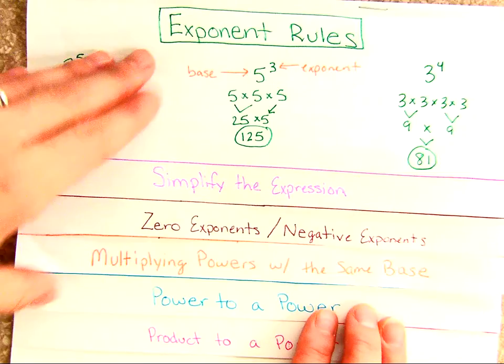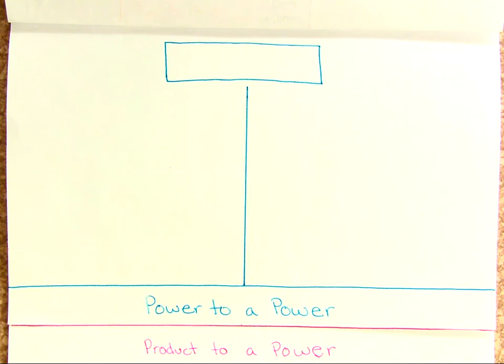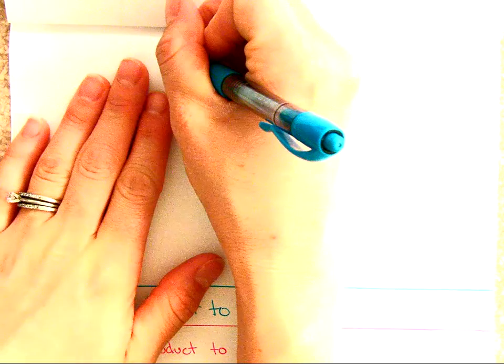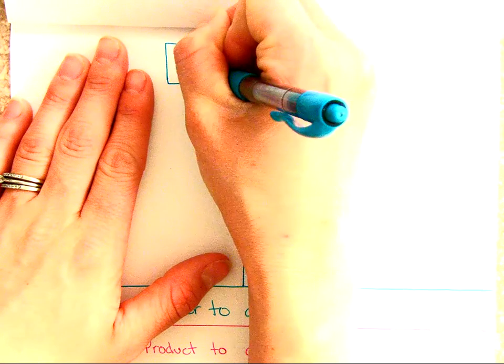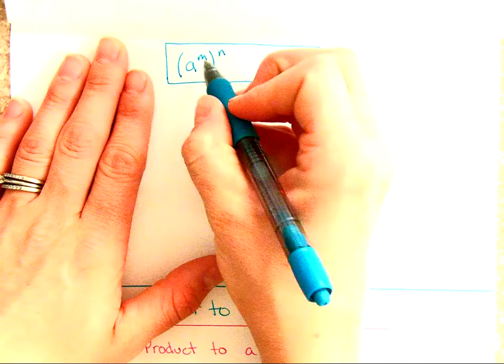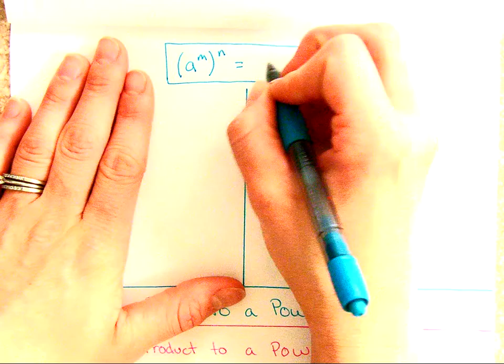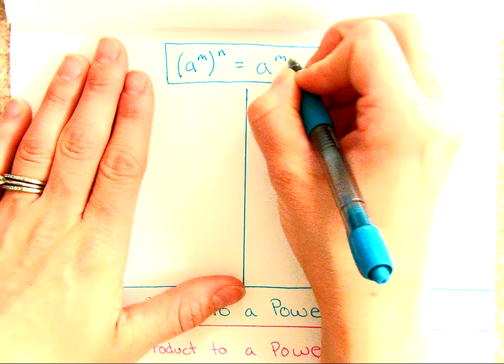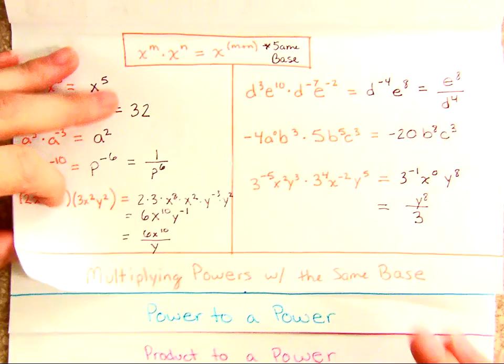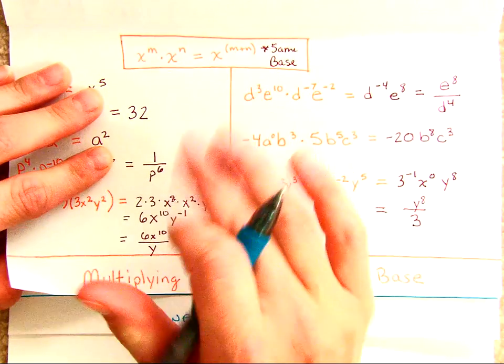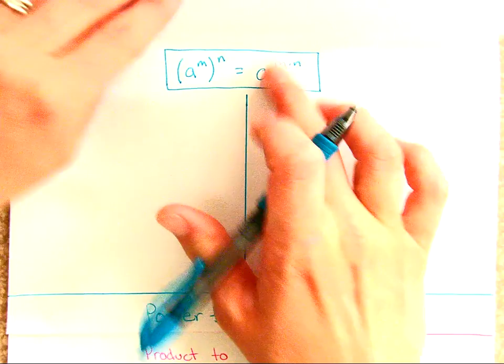Okay, so let's move to power to a power. So in our discovery worksheet, we said if I have some number to an exponent and all of that is to an exponent also, so power to a power, we can multiply those exponents to simplify that. Now realize in our last video when we had powers of the same base and our bases were being multiplied together, we were adding.